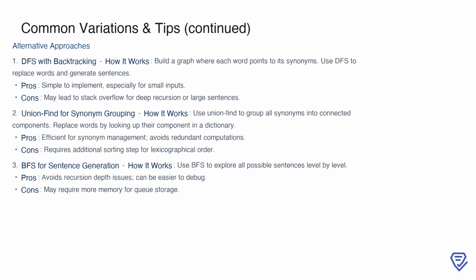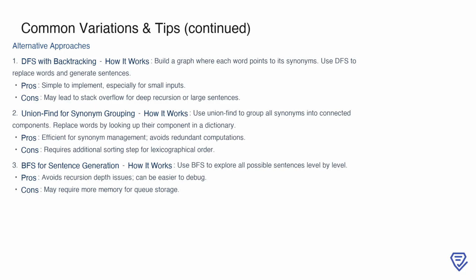There are also several alternative approaches you could explore depending on the constraints and requirements. A depth-first search with backtracking involves building a graph where each word points to its synonyms and using DFS to generate all possible sentences. This approach is straightforward and works well for small inputs, but it can lead to stack overflow for deep recursion or very large sentences.